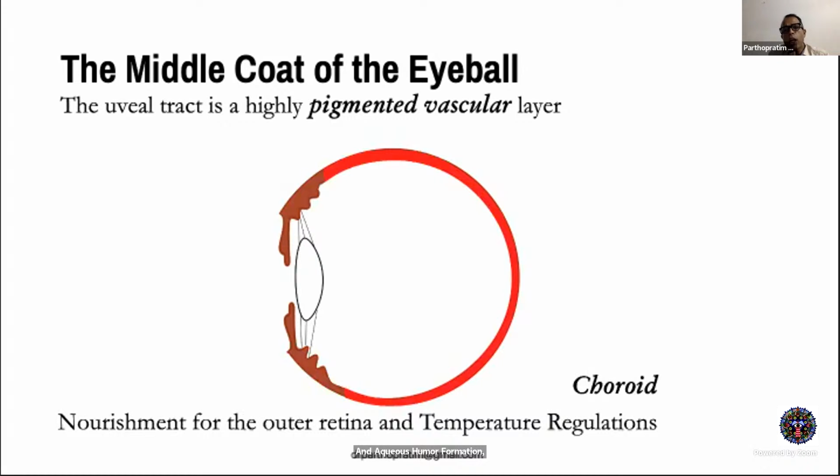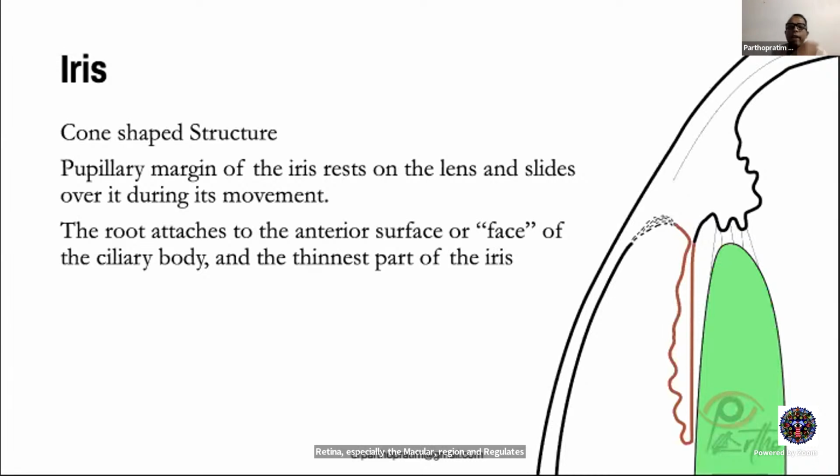The most posterior and the largest portion of the uveal tract is the choroid, which provides the nourishment of the outer retina, especially the macular region, and regulates the ocular temperature, which is very important.